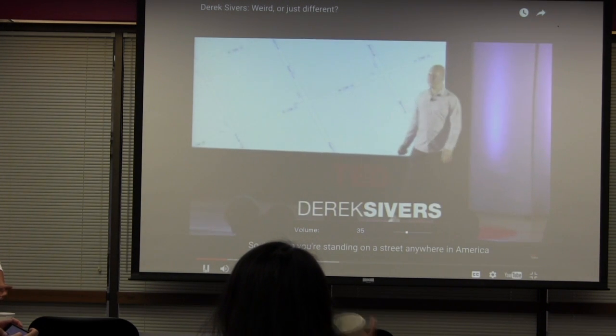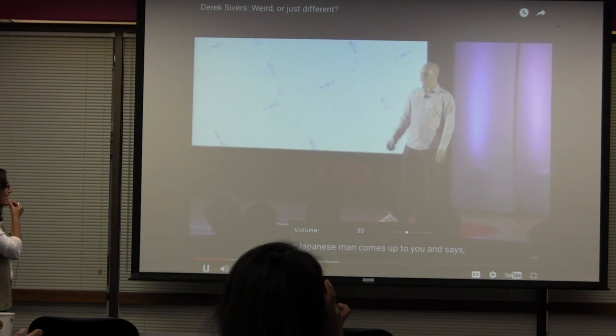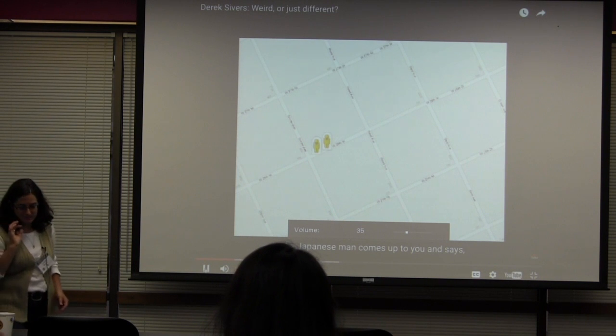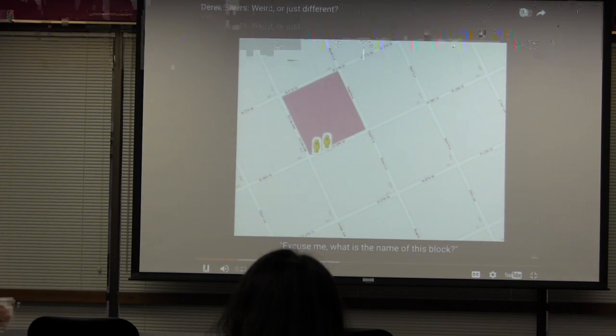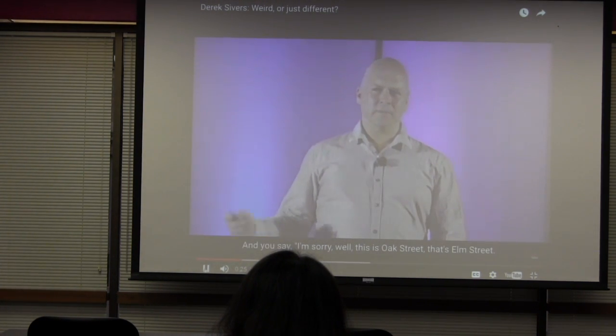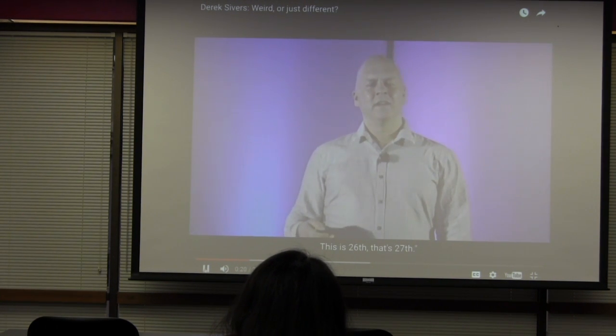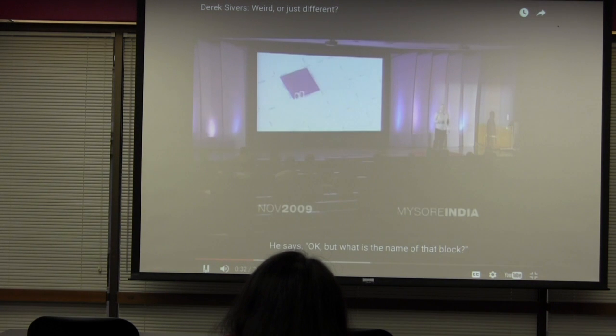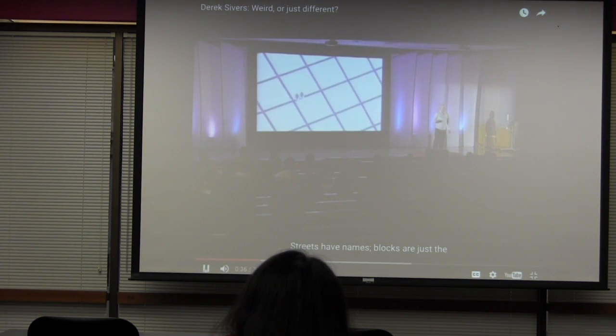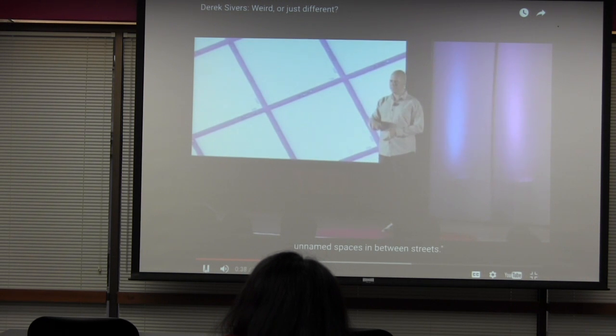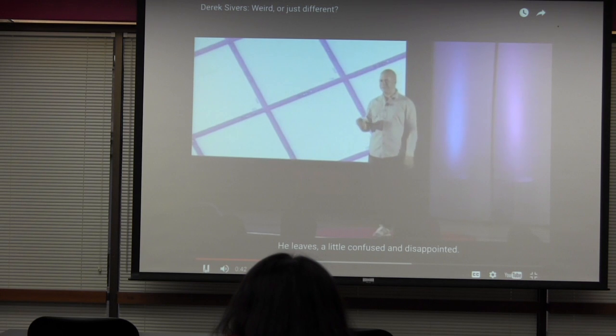So imagine you're standing on a street anywhere in America, and a Japanese man comes up to you and says, excuse me, what is the name of this block? And you say, I'm sorry, well, this is Oak Street, that's Elm Street, this is 26th, that's 27th. He says, okay, but what is the name of that block? You say, well, blocks don't have names. Streets have names. Blocks are just the unnamed spaces in between streets. He leaves a little confused and disappointed.